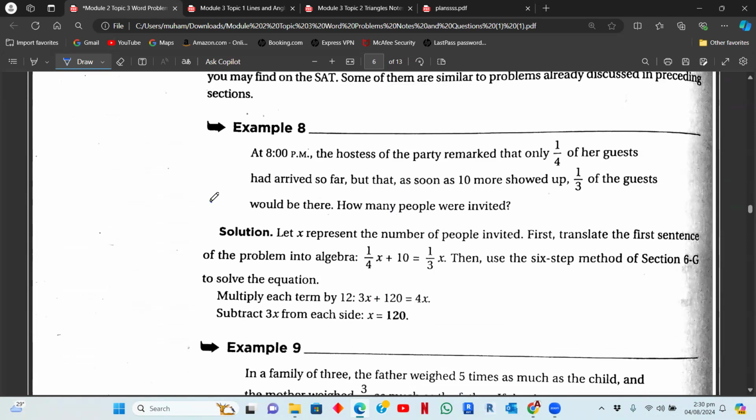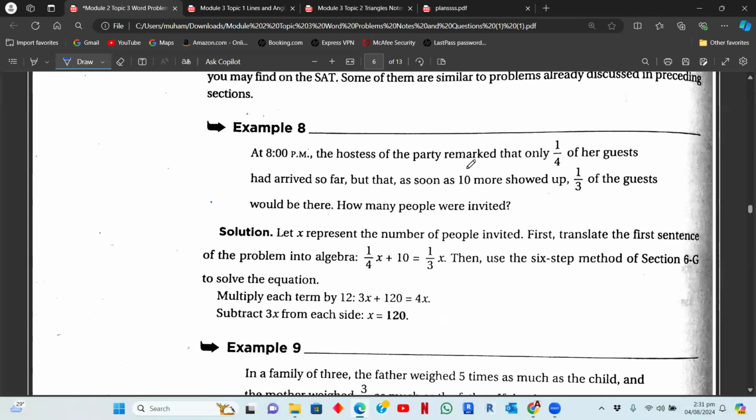Now, the next type of problems. Okay. So example number eight.